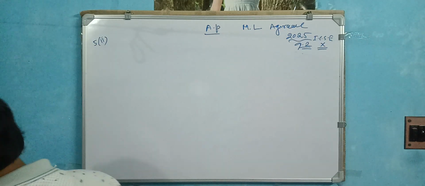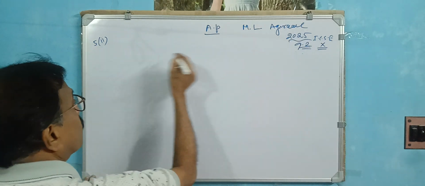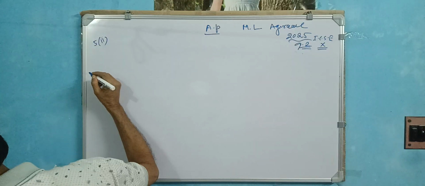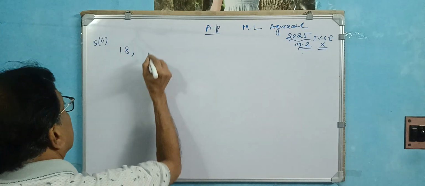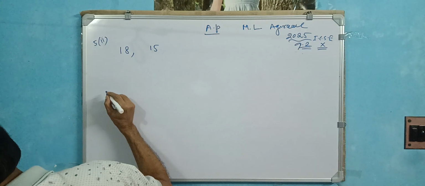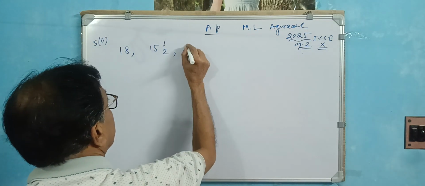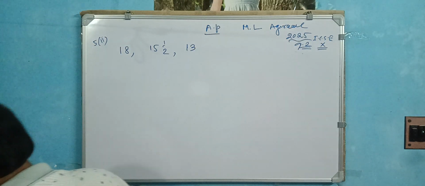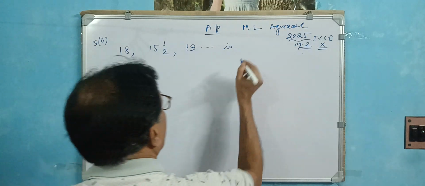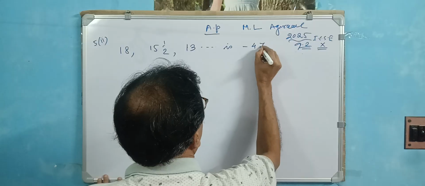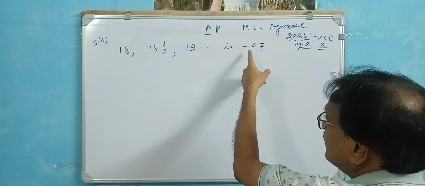Here is the AP, 5.2. You also calculate the number of terms. Which term of the AP is this? This is 18. This is the other sum, 18. This is 15 1 by 2. Okay. This is 13. Now this is minus 47. That is a decreasing order. For that reason, this is on the negative side.